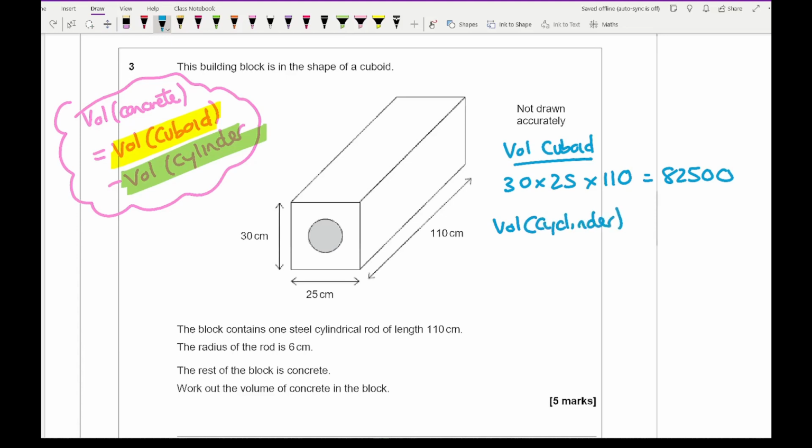I then need to work out the volume of the cylinder, and that's going to be pi r squared times L. So that's going to be equal to pi times the radius, which is 6 squared, times the length, which is 110. So typing that all into my calculator, I get an answer of 3960 pi. Now I'm going to leave the answer in terms of pi just because it's going to be a lot easier for me to type into the calculator. However, if you've got it as a decimal, that's going to be an answer of 12,440.